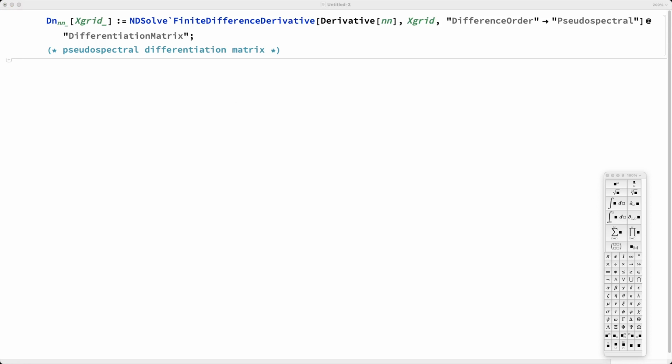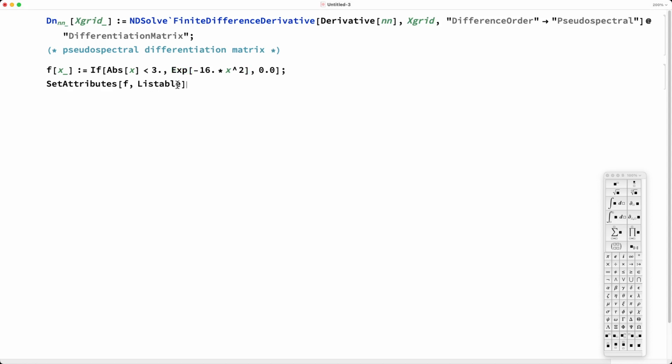Okay, so again, I'm going to use the same initial data as before. And again, I'm going to use this if statement to avoid underflow. And I'm going to set this function to be listable because I'm going to need to apply it onto my grid. And again, I'm going to use the same interval as before: a is minus 7 up to b, which equals 13.